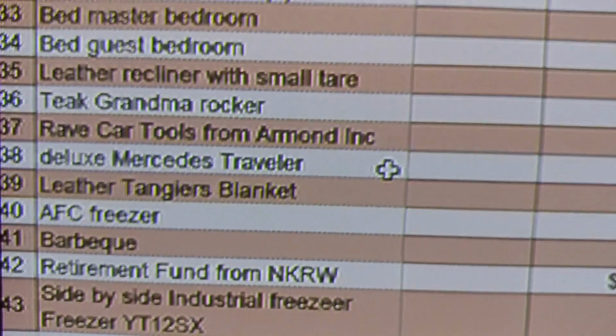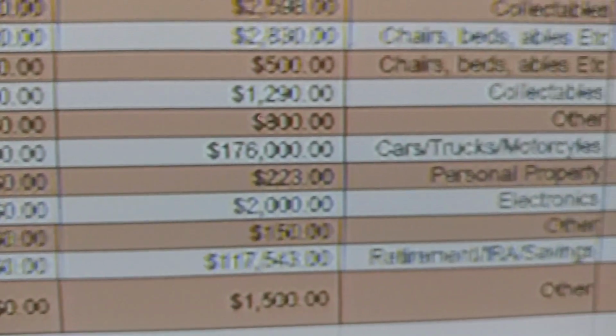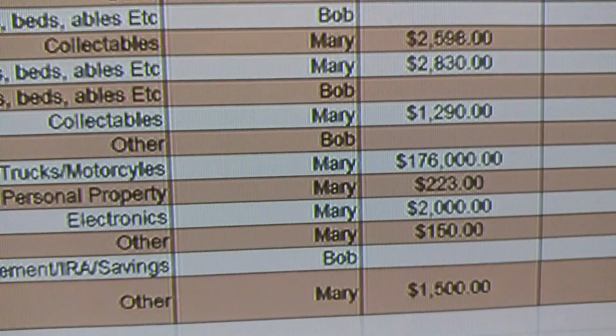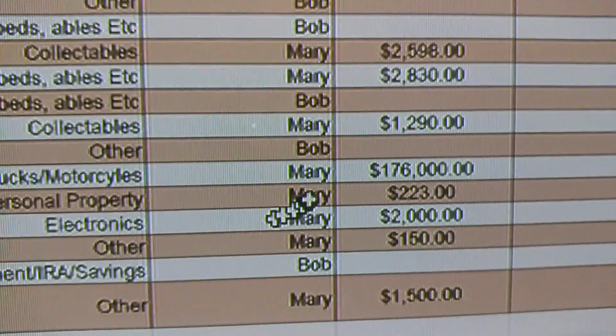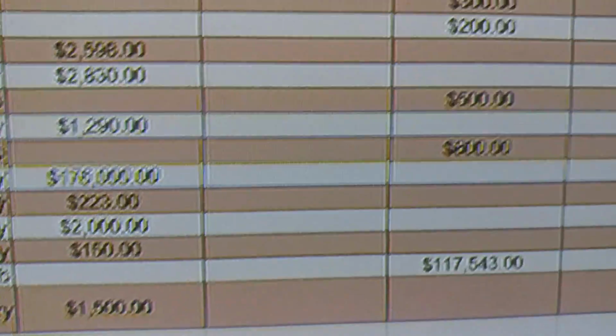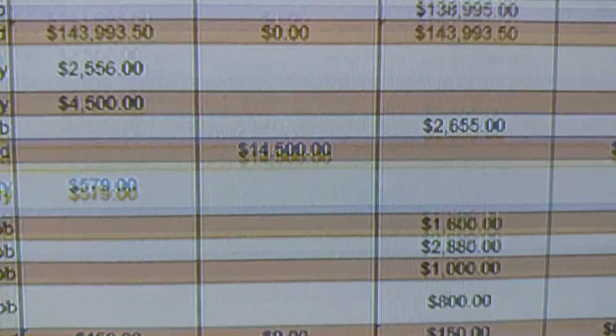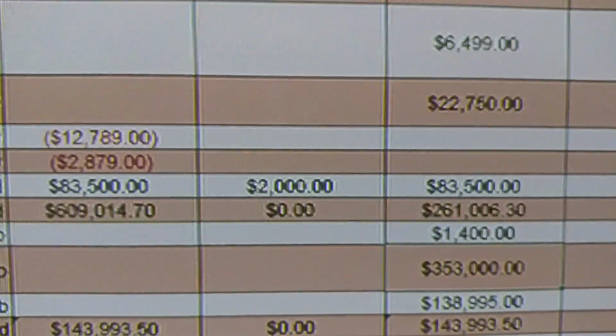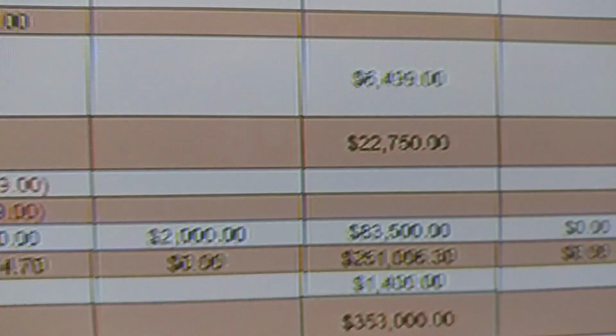That's a deluxe Mercedes Traveler. I recall Mary's got that. She wants to, there it is. Heck, she plans to get in that and drive somewhere. She doesn't want to sell it. Mary thinks it's over, and we're going to scroll back up again. And she thinks maybe his retirement fund is the place that she's going to have to give up money.